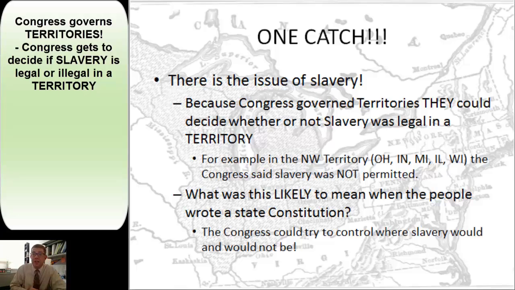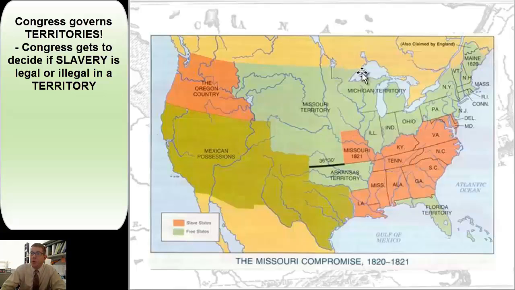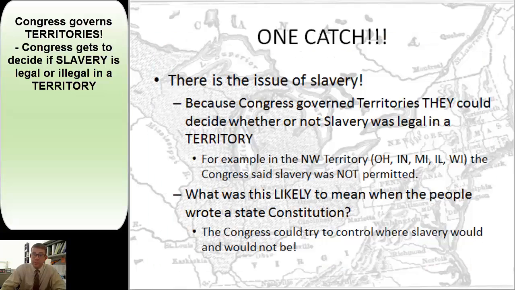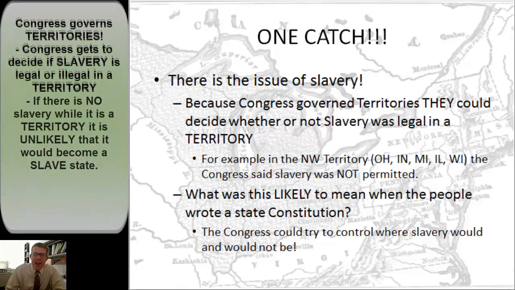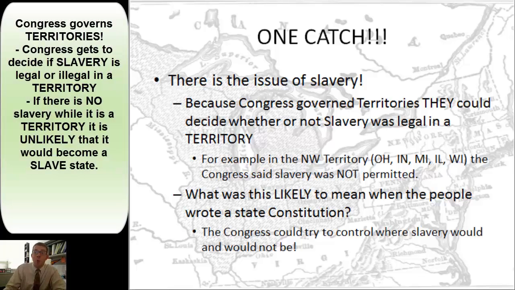So, for example, in 1787, when they created this Northwest Territory, and I'll flip back up to a map here, this area, when they created that, they said in that territory, slavery was not permitted. So in places like Illinois, Wisconsin, Michigan, you couldn't have slaves when they were a territory. It wasn't legal. And what this is likely to mean is when those people got together to write the Constitution, of course, they're going to not have slaves because they already don't have them.